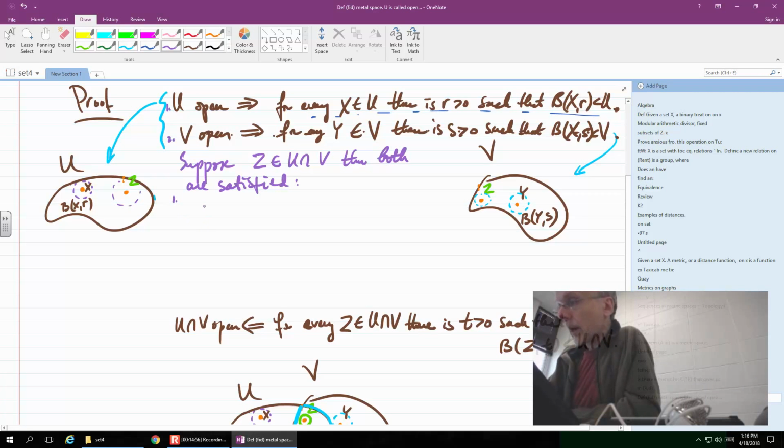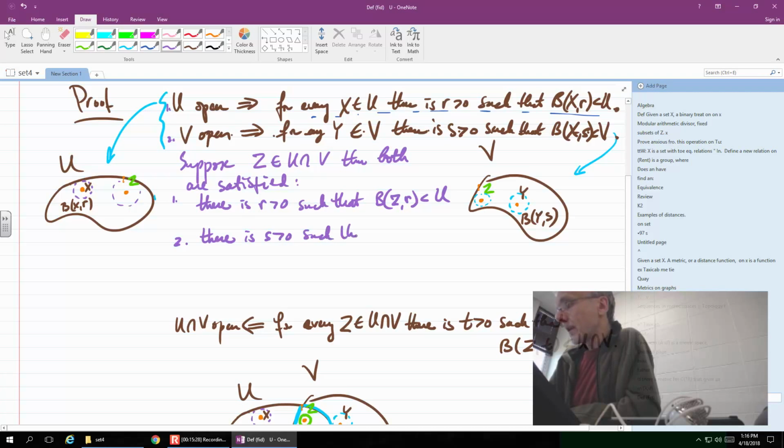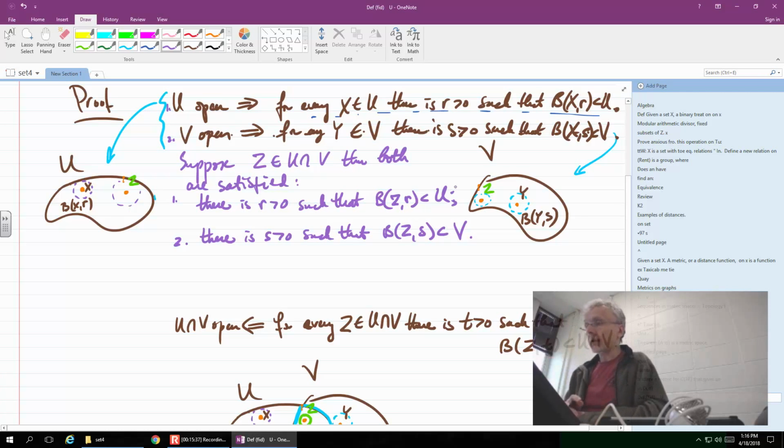I'm rewriting number 1, and what it says is, there is R greater than 0, such that BZR is inside of U. The ball around Z fits inside of U, which corresponds to the picture on the left. What corresponds to the picture on the right, it's once again about Z. There is an S greater than 0, such that BZS is in V. So the two properties are right there.